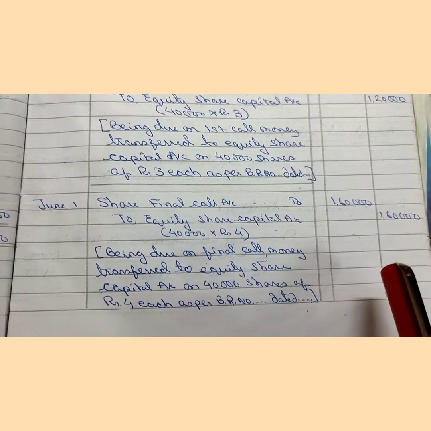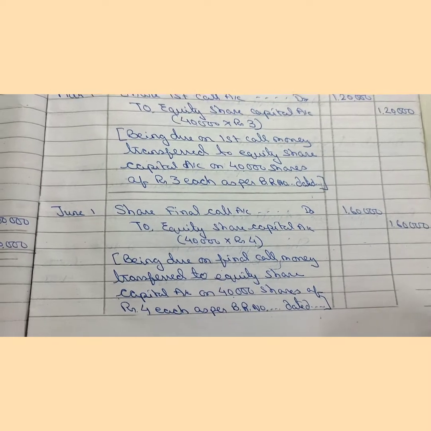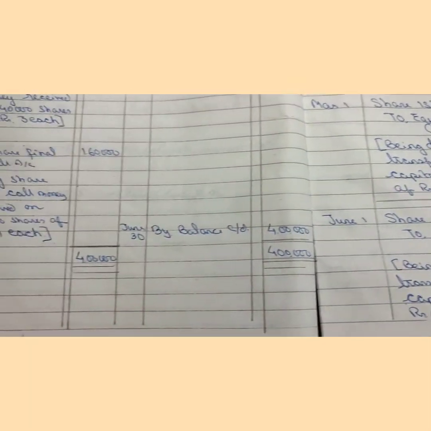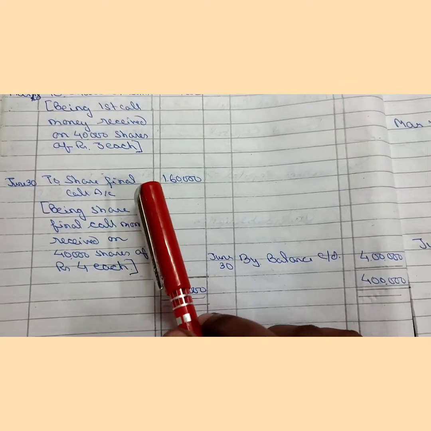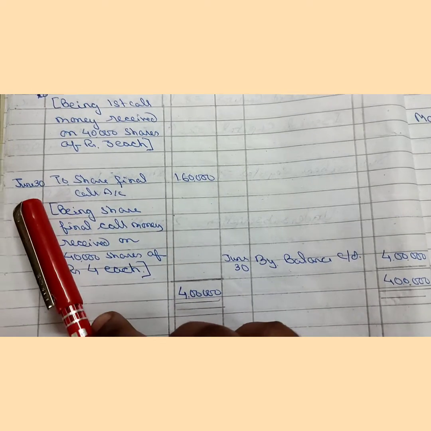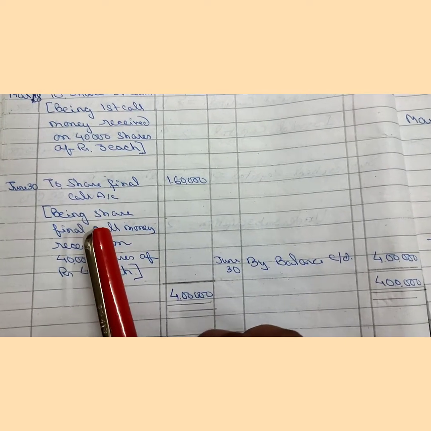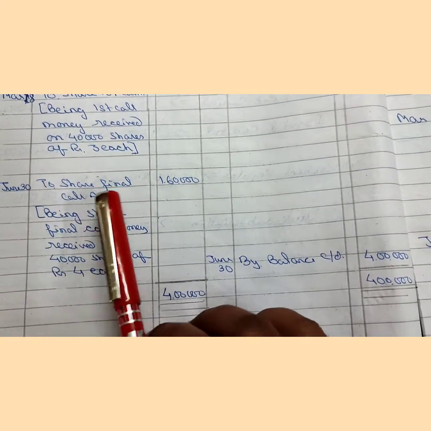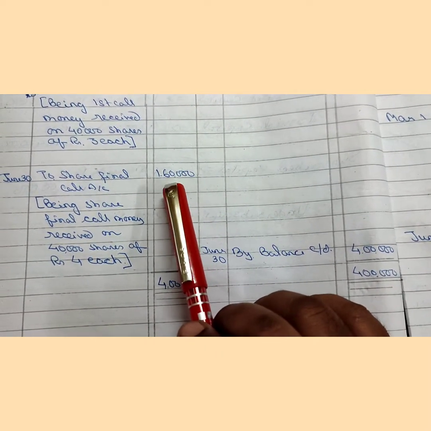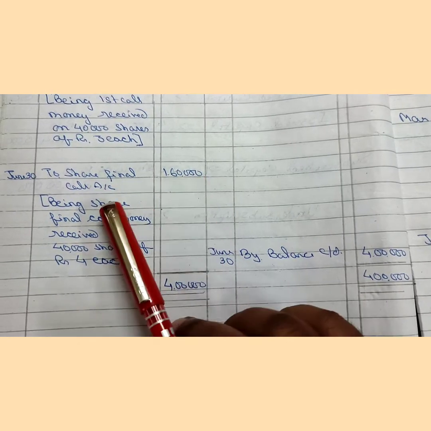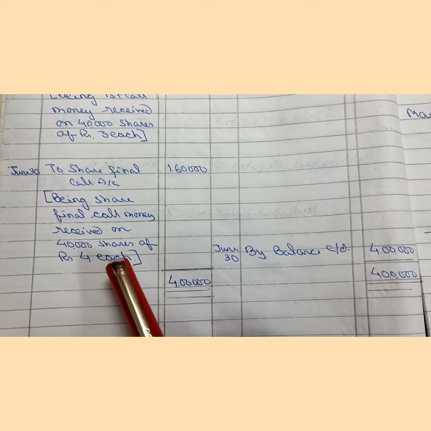Next is the received entry for final call, and the received entry is a bank entry, so we have to do it in our cash book. So come to the cash book. On June 30, the bank entry has been passed, that is bank account debit to share final call account. Amount is 1,60,000 because the entire amount has been received by the company. Narration is: being share final call money received on 40,000 shares of rupees 4 each.